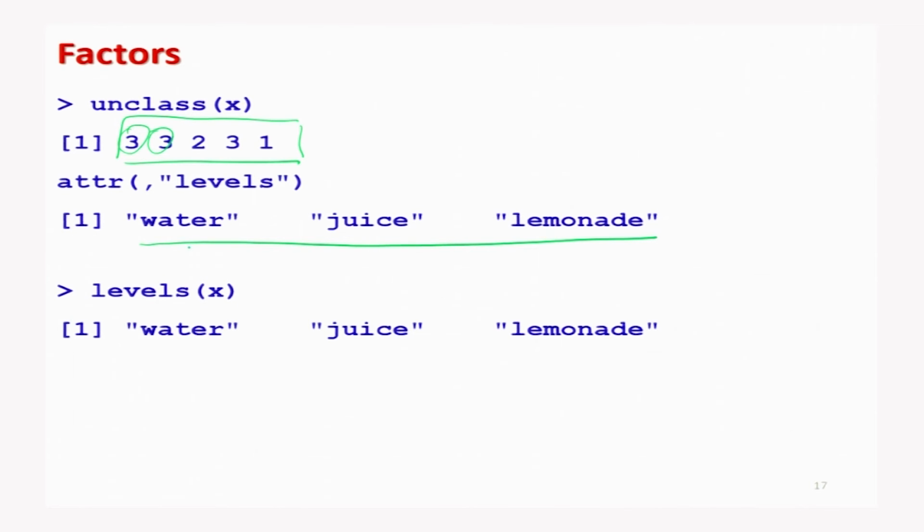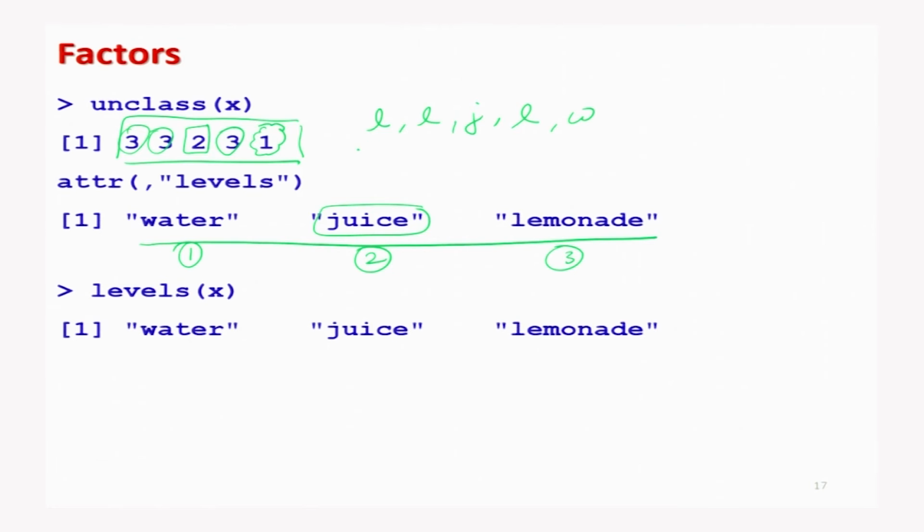So water is at place 1, juice is at place 2, and lemonade is at place number 3. So now here we have 3, 3, which means lemonade, lemonade, and then you have 2 here. So 2 here is juice. Then you have juice, and then once again 3. So 3 here is lemonade, and then you have 1 here. So 1 here is water.